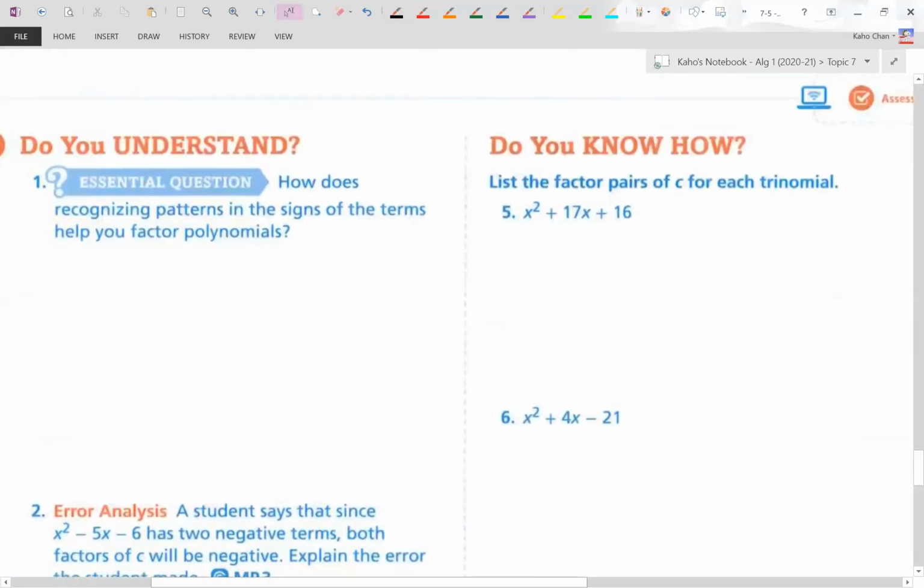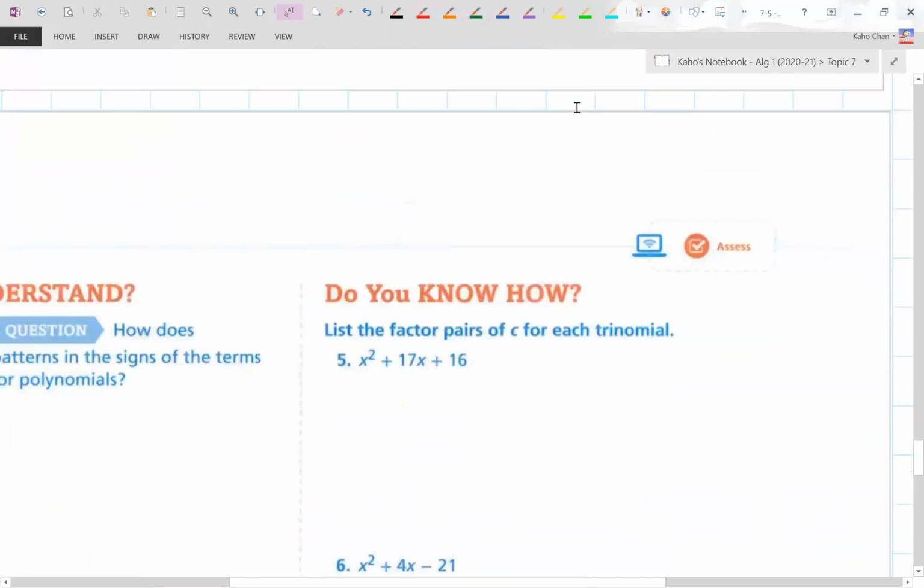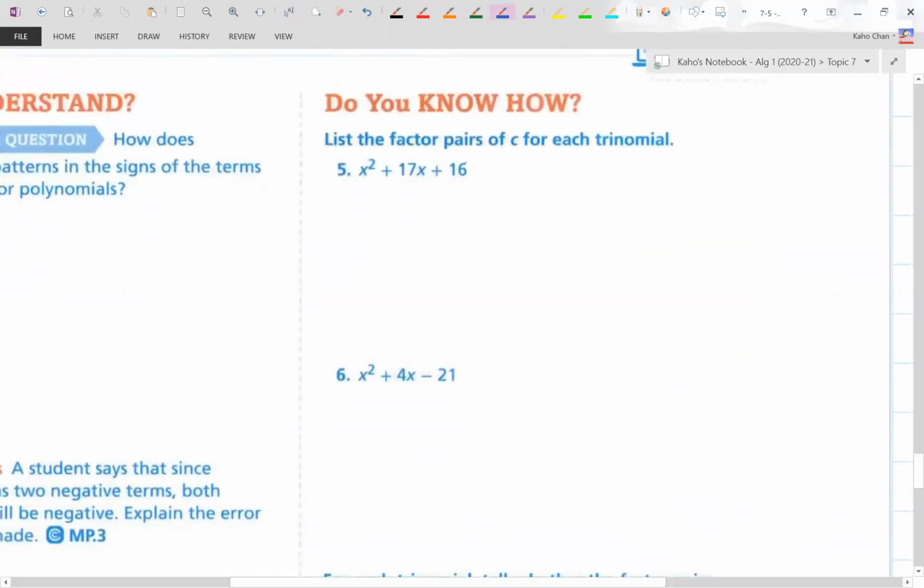Here we go. List the pair of factors for C for each trinomial. The letter C, of course, is referring to the last term right there, 16. And which one adds up to give you 17 is the deal here. So all the possibilities of 16, I need to shoot for the 17 right there. Okay, so here they are. Oh, what? Can't be that fast. 1 times 16 is 16. 1 plus 16 is 17. Done. That was pretty easy.